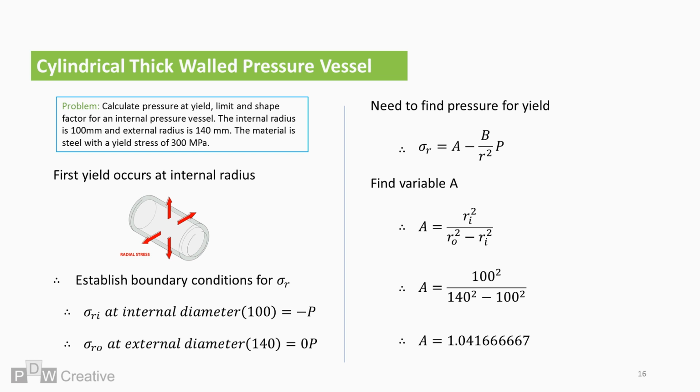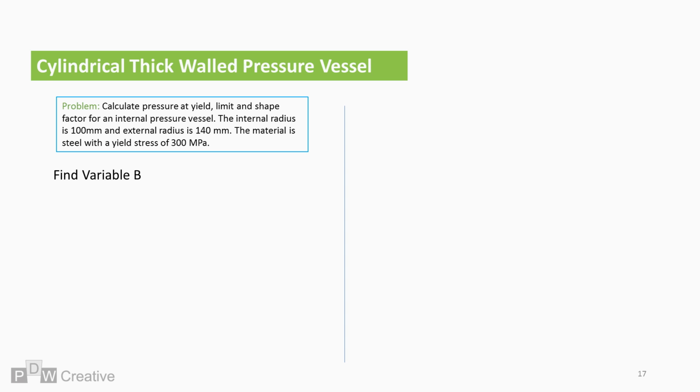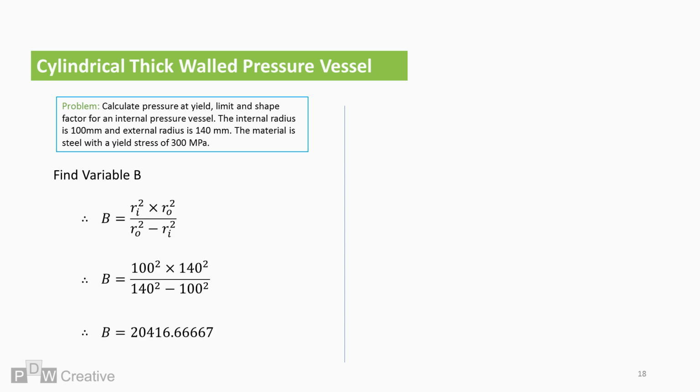Variable A can be found by knowing the internal and external radii. A equals internal rad squared over outer rad squared minus internal rad squared. Solving this gives us A equaling 1.0417. Now we need variable B. B equals internal rad squared times outer rad squared over outer rad squared minus internal rad squared. So B equals 20416.7.